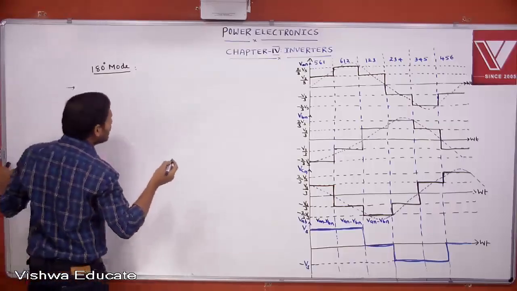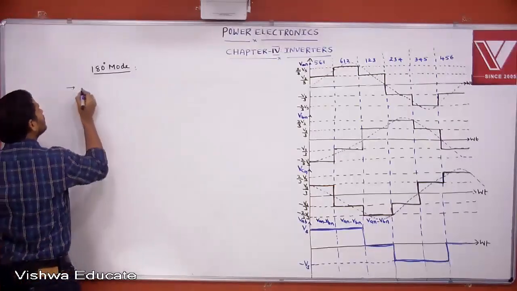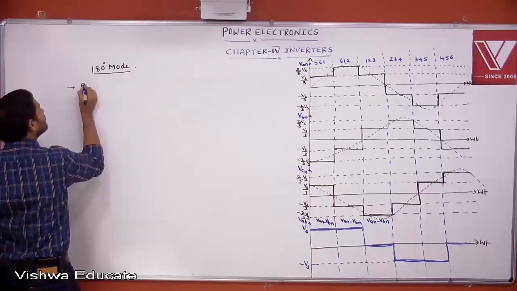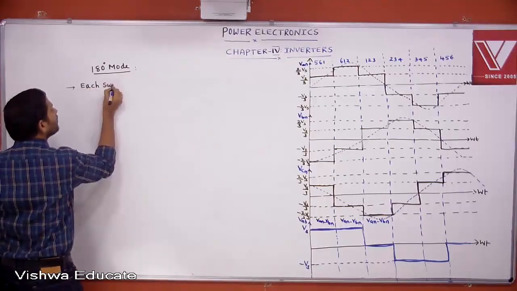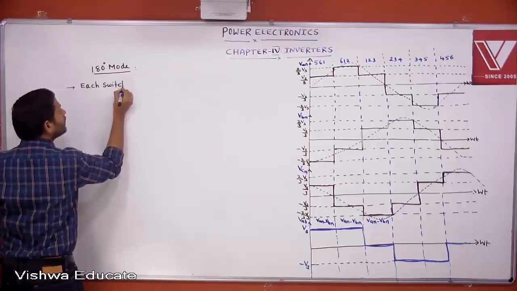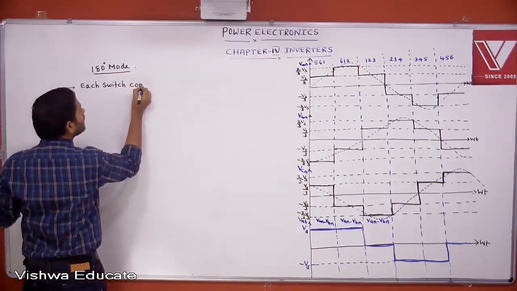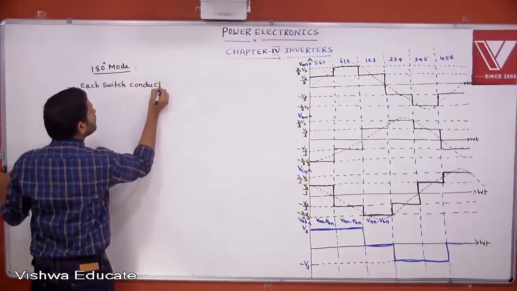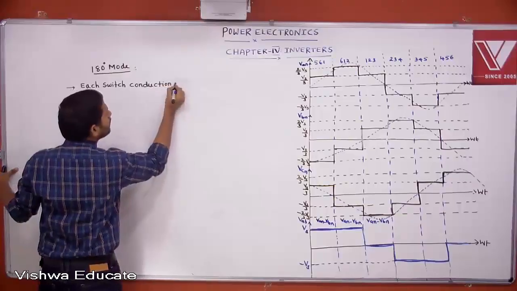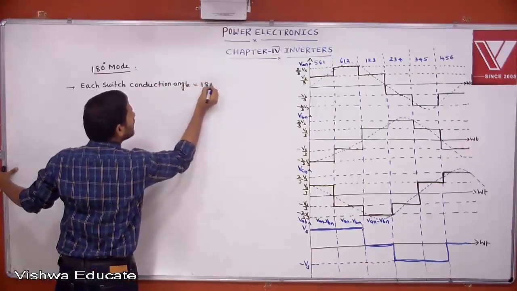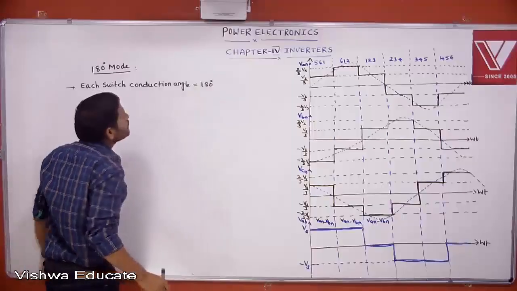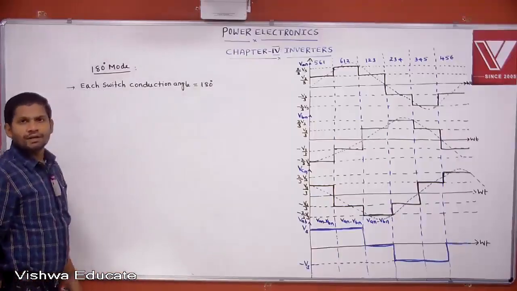In 180-degree mode, each switch conduction angle. Parallelly, all of you write down. Each switch conduction angle. How much, tell me? 180 degrees. That's why it is called 180-degree mode. Each switch conduction angle is 180 degrees. Next.